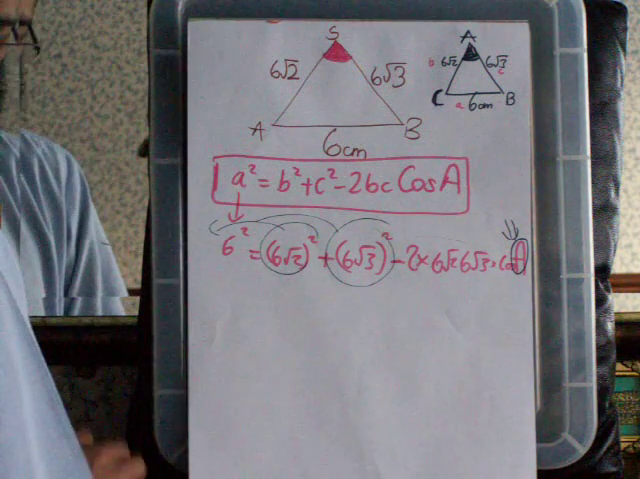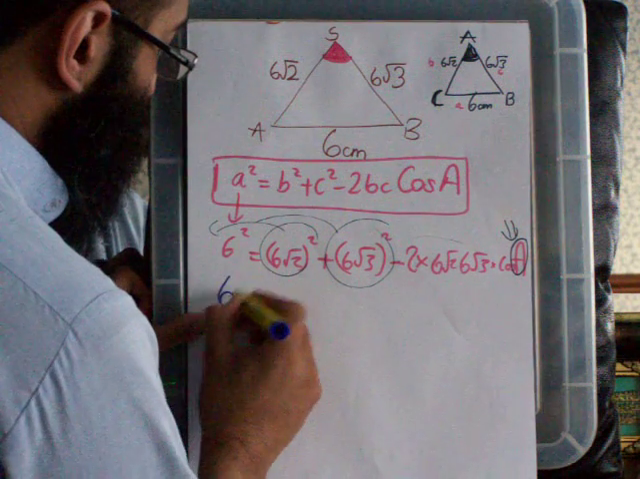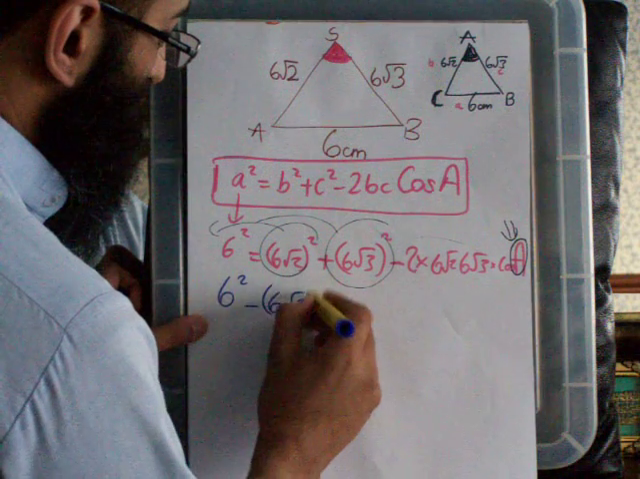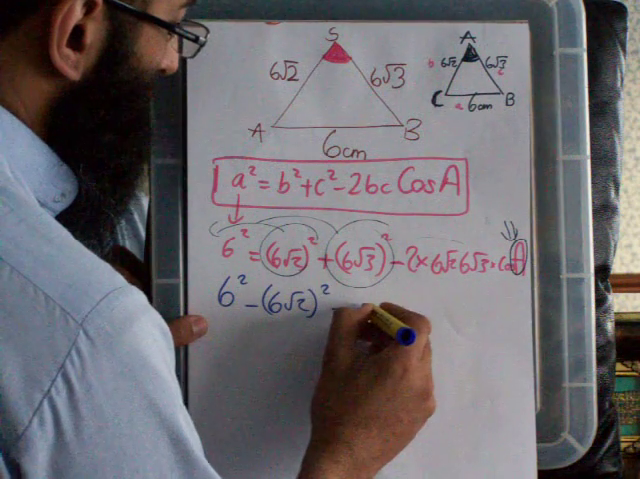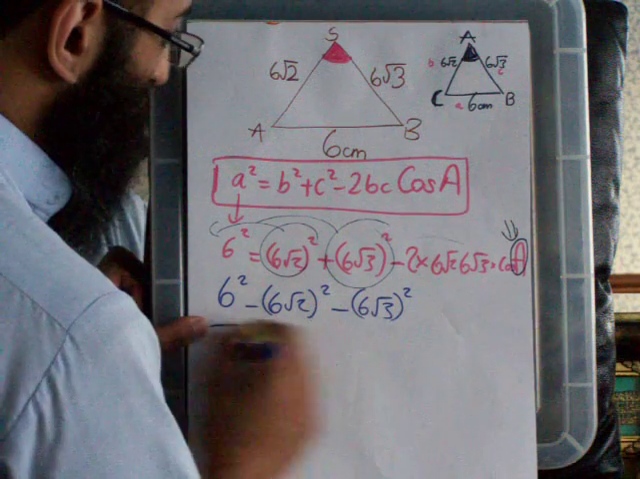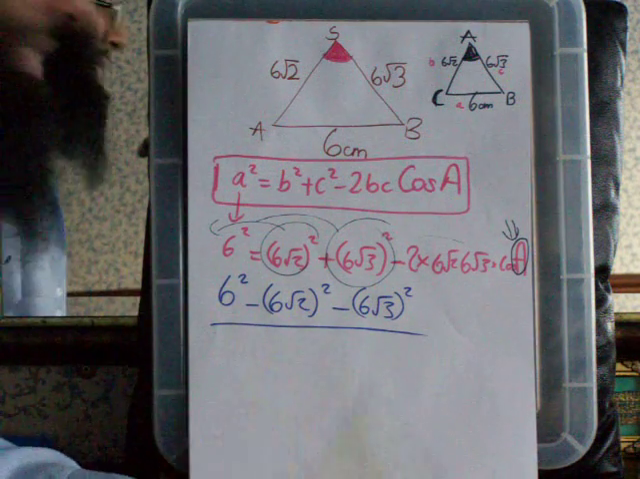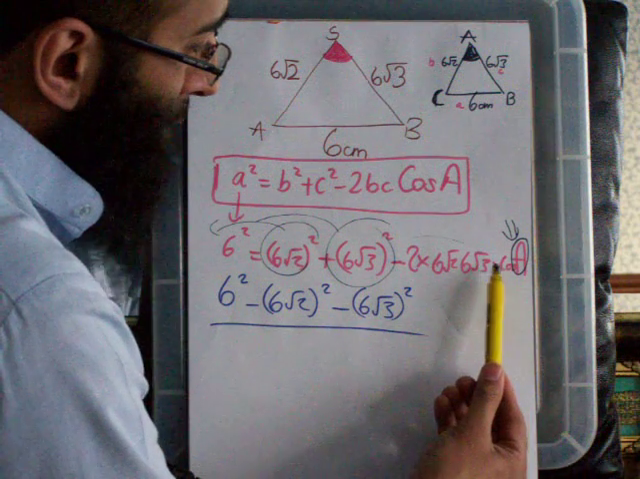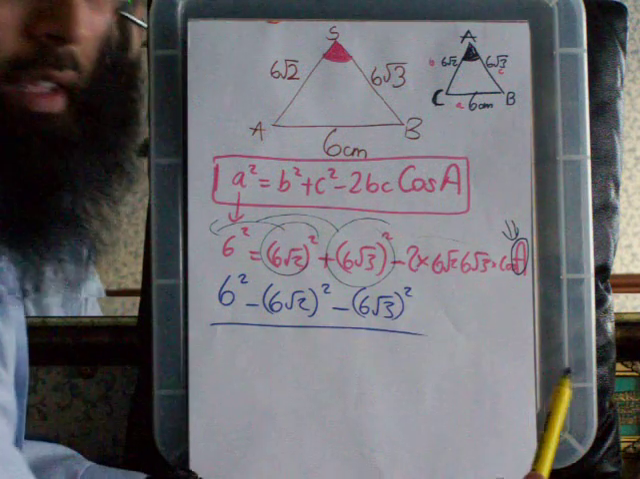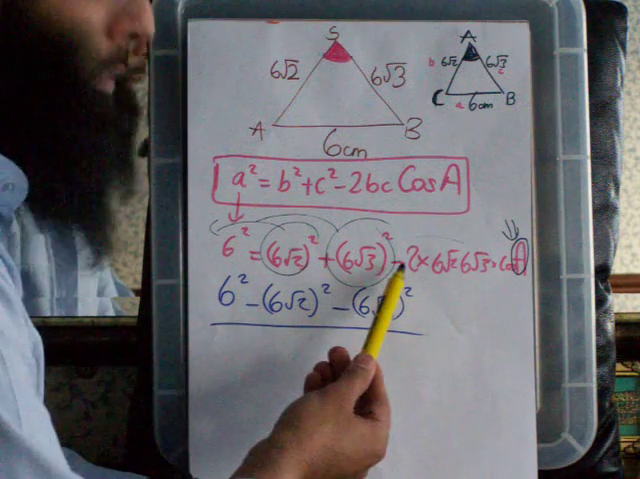So let's change it to blue. We have 6 squared minus 6 root 2 squared minus 6 root 3 squared, divided by, and remember, this is one place where students normally make a mistake. All of this is multiplied by cos A, so the opposite is to divide by cos A. That part they understand, but there's also a minus there.